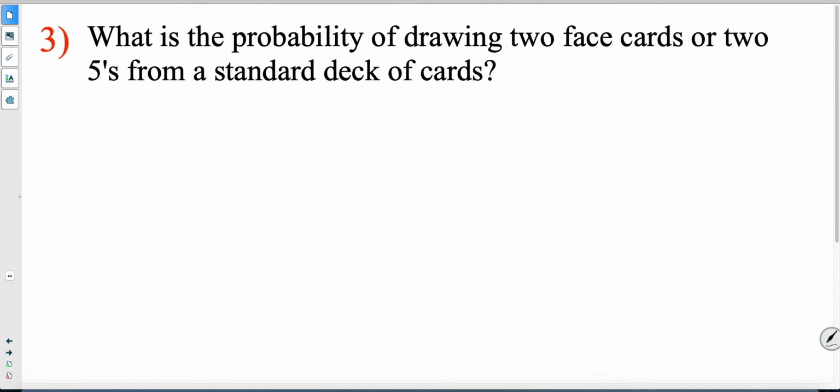So let's look at this one. See if you can figure this one out. Go ahead, read through it, and then pause the video for a second, and then come back to the video and we'll talk through the solution.